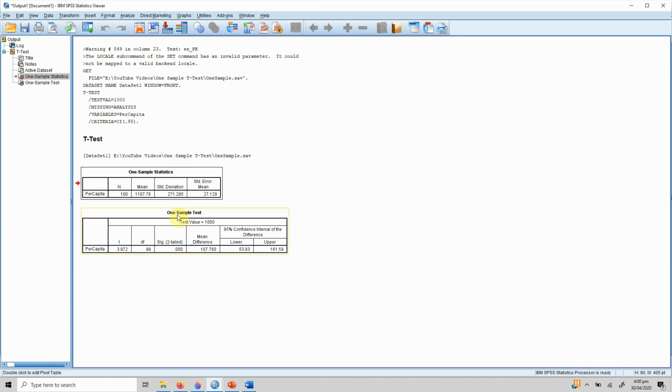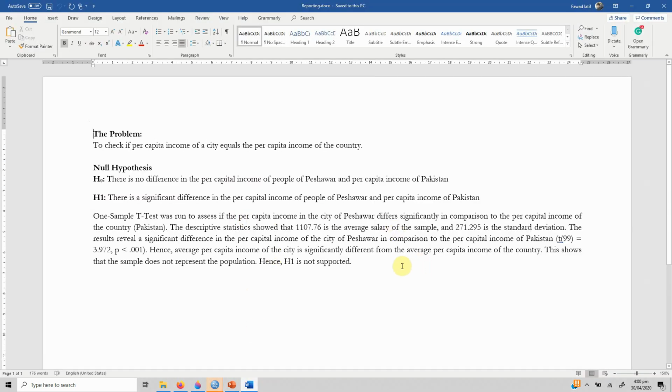So how do you interpret these results, and how do you write or report them? Let's say we had a problem to check if per capita income of a city equals the per capita income of the country. Our null hypothesis was that there is no significant difference in the per capita income of the people of Peshawar and per capita income of Pakistan. Let's assume the sample was from Peshawar, and the population mean was the per capita income of the country. The alternate is just the opposite. So how do you report the results?